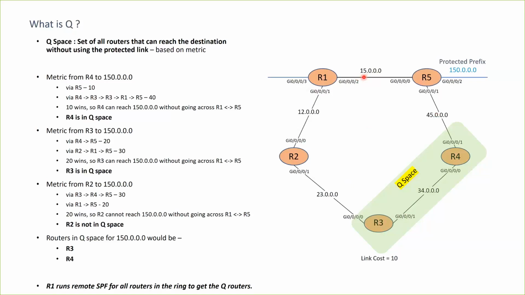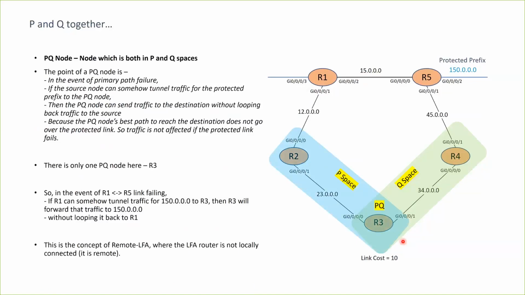Combination. It's like if you use sets in mathematics, right? What is the union or intersection? So R3 is the intersection here. Which means the whole point is R1 can reach R3 without using the failed link. That is its best path. And R3 can reach the destination without using the failed link. Our purpose is served, right? If R1 can somehow send traffic to R3, then R3 will send it. There's no chance of a loop here.